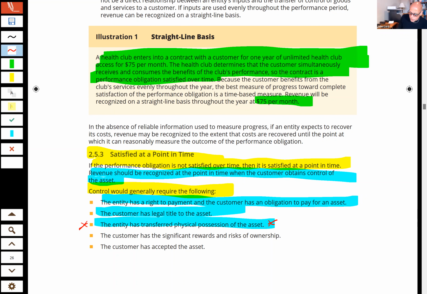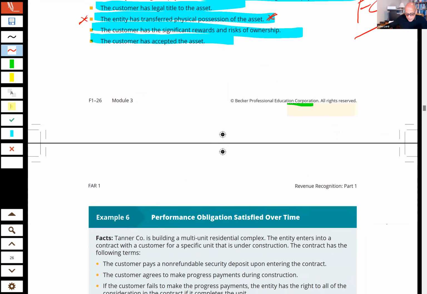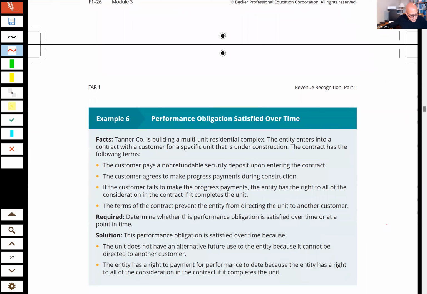That's probably the big one. I mean, once you have received the asset, or you delivered the asset, the inventory, whatever it is, you're probably going to be able to take that revenue. The customer has significant rewards and risks of ownership, and the customer has accepted the asset. Okay, so go ahead. I guess you can flashcard these. Again, I find this stuff pretty basic, but let's take a look at this example.